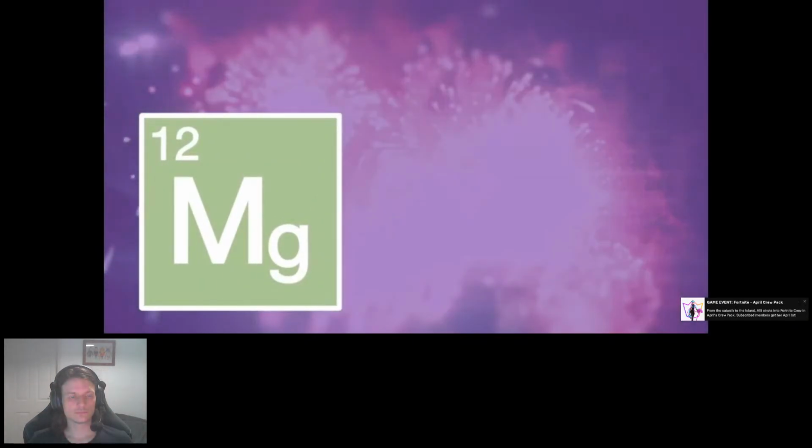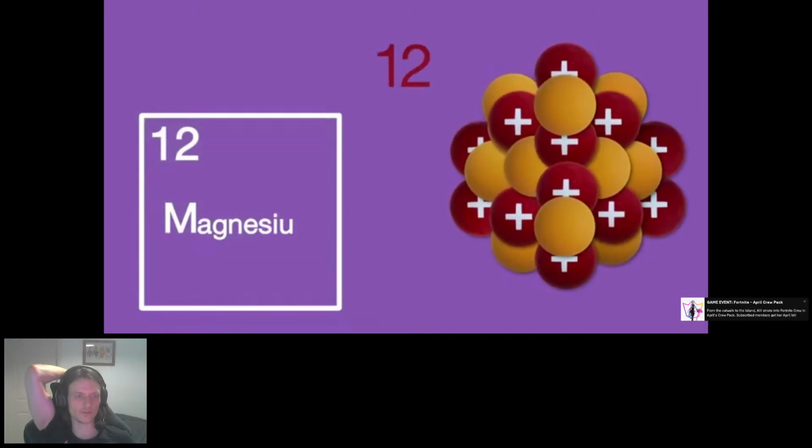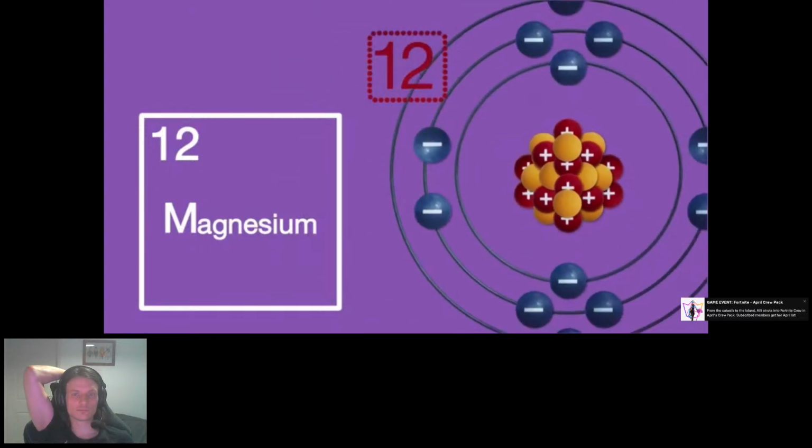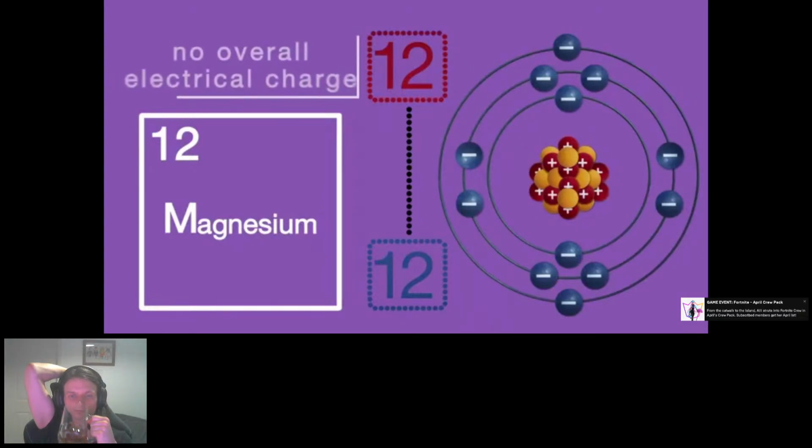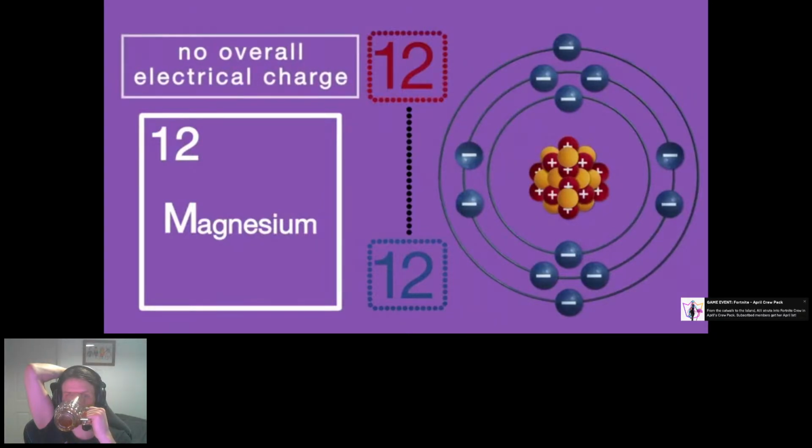Magnesium has an atomic number of 12. So it has 12 protons. Because the number of protons doesn't change, it can be used as an indication of how many electrons are present. The total number of electrons in an atom is always the same as the number of protons in the nucleus. This means atoms have no overall electrical charge.